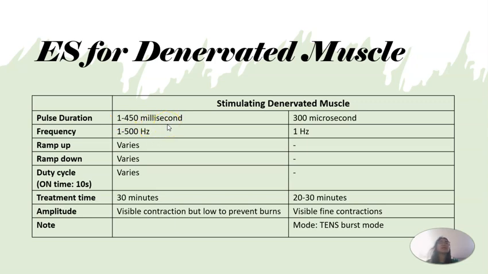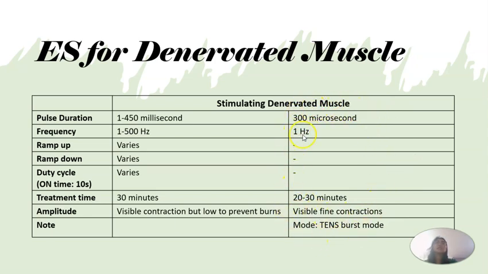Again, if you can still remember in our strength duration curve ng muscle, ang mga denervated muscle, they will require more energy to produce a contraction. Mas mataas ang rheobase and chronaxie nila. Treatment time would be 30 minutes. Amplitude, there should be a visible contraction. So, parang pumipintig-pintig yung muscle.